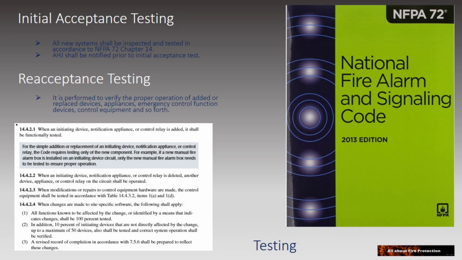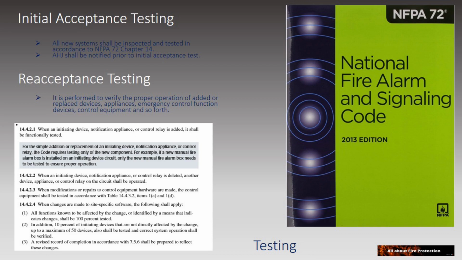So, what are the requirements in initial acceptance testing? As per NFPA, all new systems shall be inspected and tested in accordance with NFPA 72, Chapter 14. The AHJ shall be notified prior to initial acceptance test. The acceptance testing is performed to verify the proper operation of added or replaced devices, appliances, emergency control function devices, control equipment, and so forth.